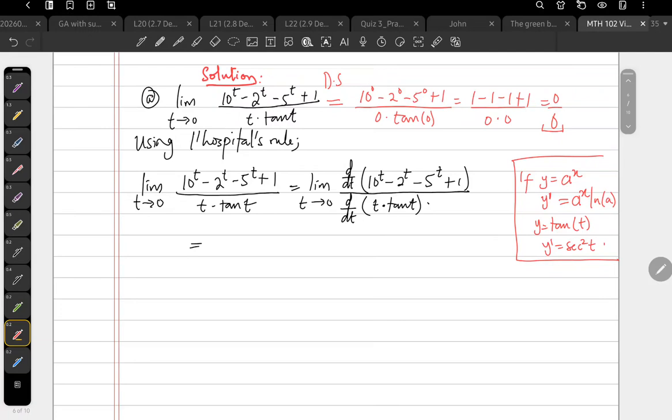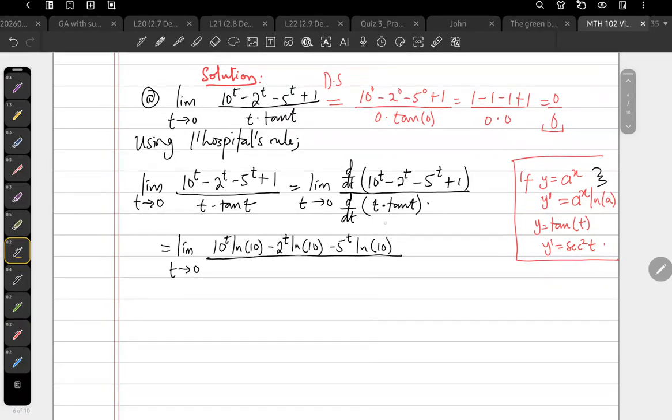So here, the derivative of the numerator, we are still going to drag along our limit as t approaches 0. Using what we've seen here, that will be 10 to the power of t times natural log of 10 minus 2 to the power of t times natural log of 10 minus 5 to the power of t times natural log of 10 plus 0, because 1 is a constant.